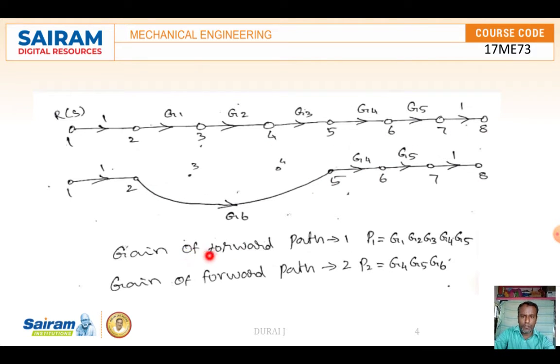All the things are connected in series, so we are going to multiply. The first forward path we take as P1, the second forward path as P2. So what is the gain? 1 into G1 into G2 into G3 into G4 into G5 into 1. So it will become G1 G2 G3 G4 G5. For the second forward path, G6 into G4 into G5 into 1. So it will become G4 G5 G6. That comes as the gain.